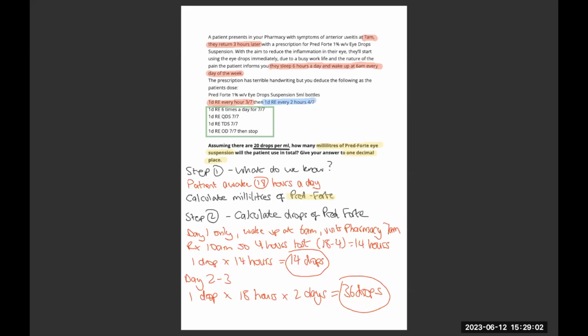So the first day only is one drop in the right eye for 14 hours, and that is 14 drops. And then day 2 and day 3, it's as per normal. So one drop times 18 hours times 2 days is 36. That'll give us 14 drops and 36 drops so far. Let's move on to the next step where we calculate the dose and the drops in blue and in green as well to give us our full dosage for the patient.